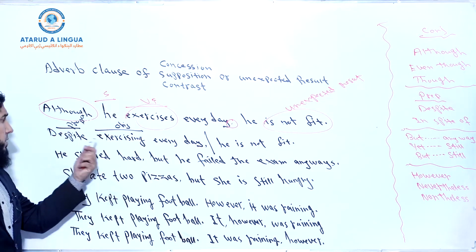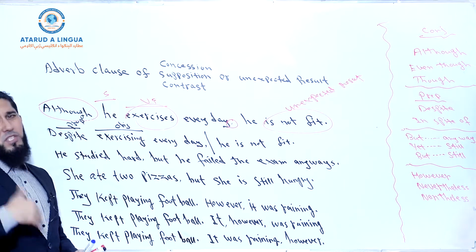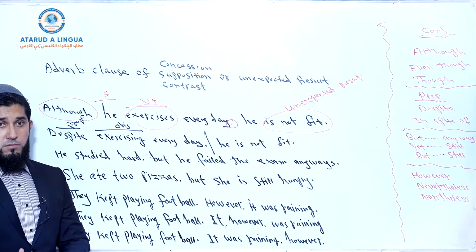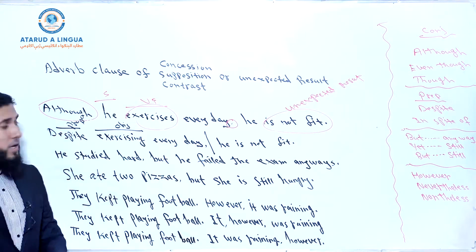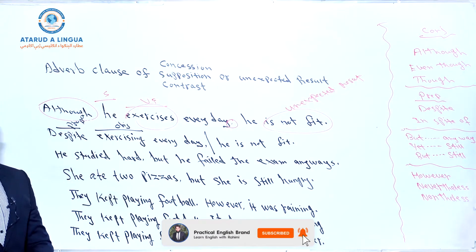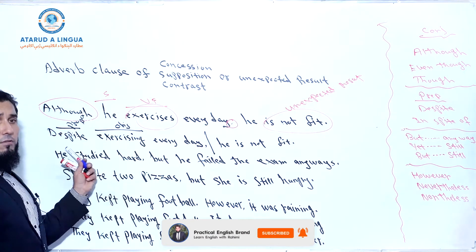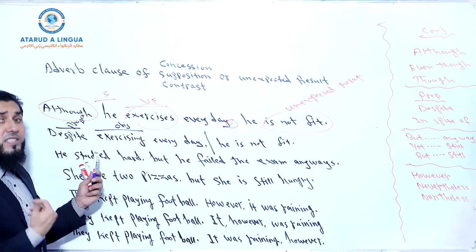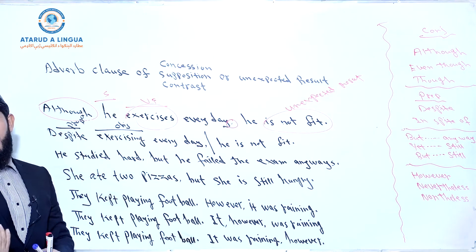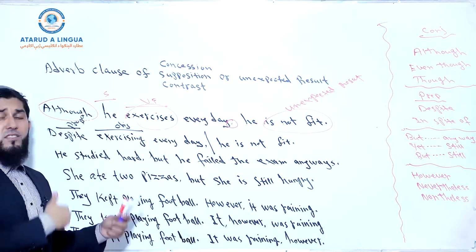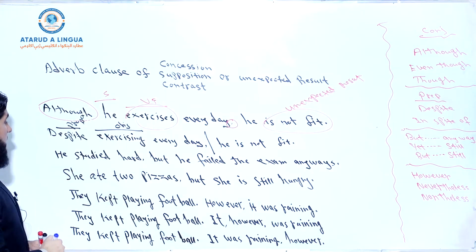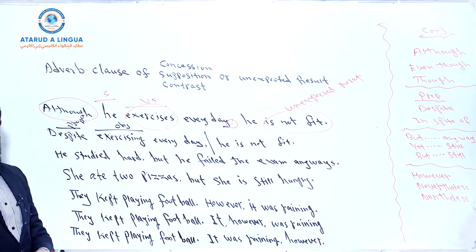So this object could be just a simple noun. For example, just to give you another example, despite the rain, he came to his classroom. Despite the rain. So what is rain? It's a simple noun. And exercising every day is a gerund phrase. So gerund is also a type of noun, right? So it functions as the object of a preposition. Here we cannot say despite he exercises every day, in spite of he exercises every day. If somebody says it that way, it will be incorrect. Got it? Okay. So don't forget this. And now look at these paired conjunctions and what's the difference?